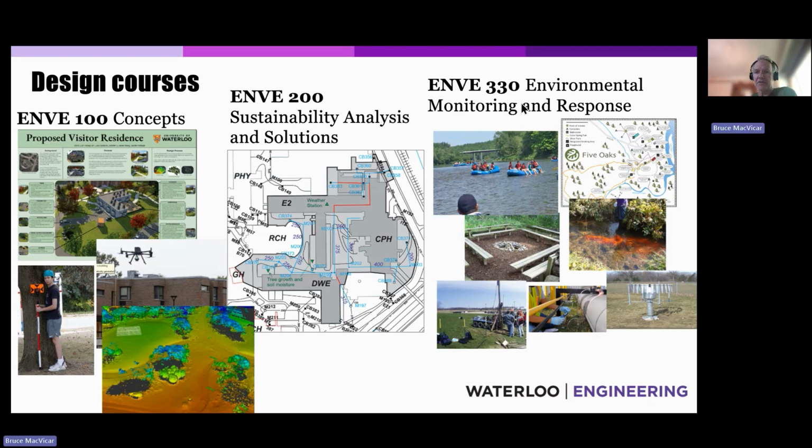And then ENV 330 has been redesigned and now runs as a field-based lab course. So you're out there doing a lot of sampling. You go down to Five Oaks, part of the First Nations community down by Brantford. And you spend some time out on the river and doing measurements. But you're also thinking about designing monitoring programs and thinking about responding to events that might happen, like an oil spill or some sort of triggering event that leads to a monitoring protocol.